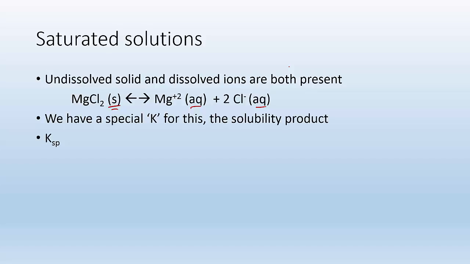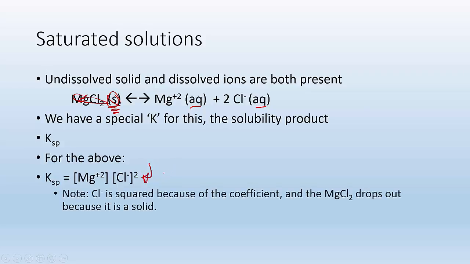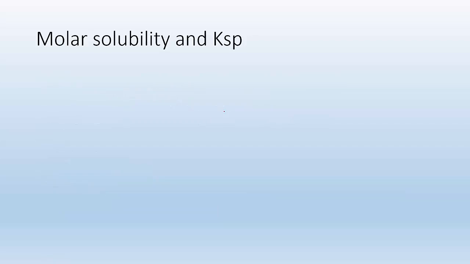So remember that KSP, that's the notation for it. So for the above one, KSP is going to equal the concentration of magnesium ions times the chloride ions squared. Now remember that the solids drop out of our expression, so this won't be there. It simplifies to just this. That's it. All right, so note, chloride ion is squared because of the 2, right? The coefficient in front of the chloride, and MgCl solid drops out because it's a solid. Cool.